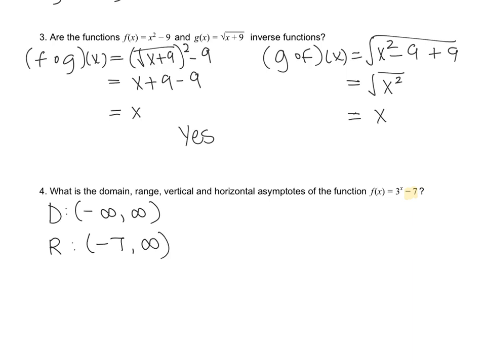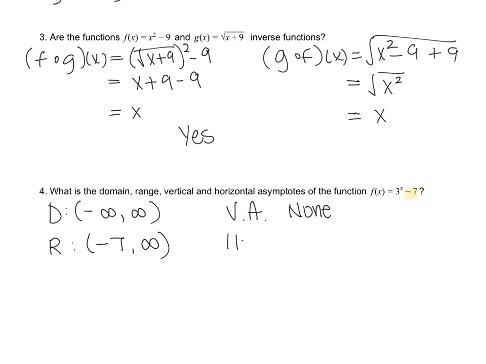Next, we want to look at our vertical and horizontal asymptotes. So vertical asymptotes for every exponential function are always the same: none. Because vertical asymptotes are based on values that are excluded from the domain, and since there are no values excluded from the domain of exponential functions, it's always none.